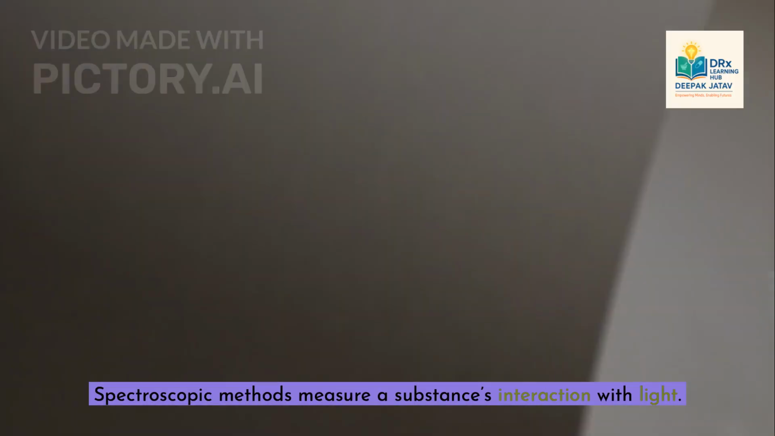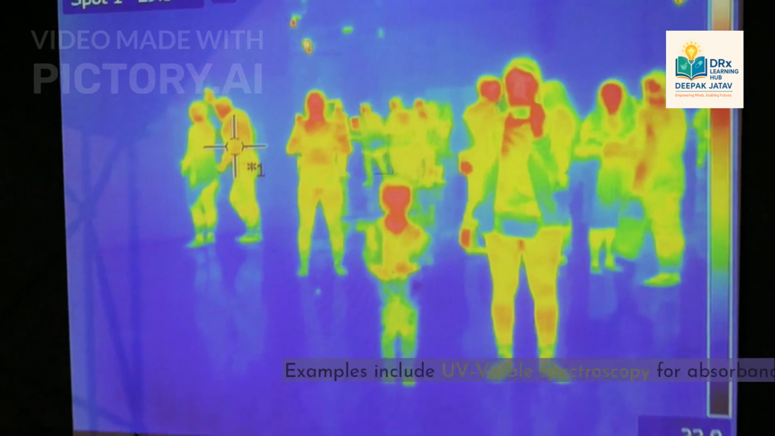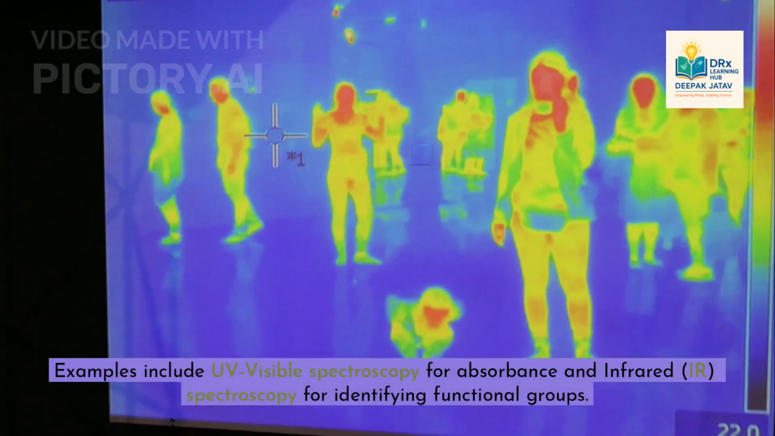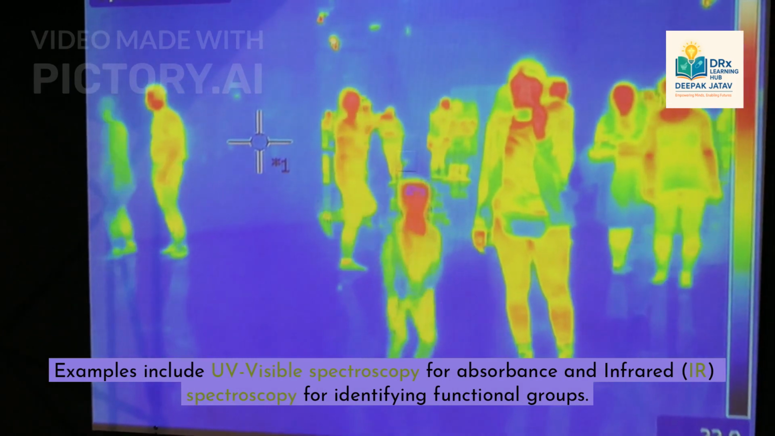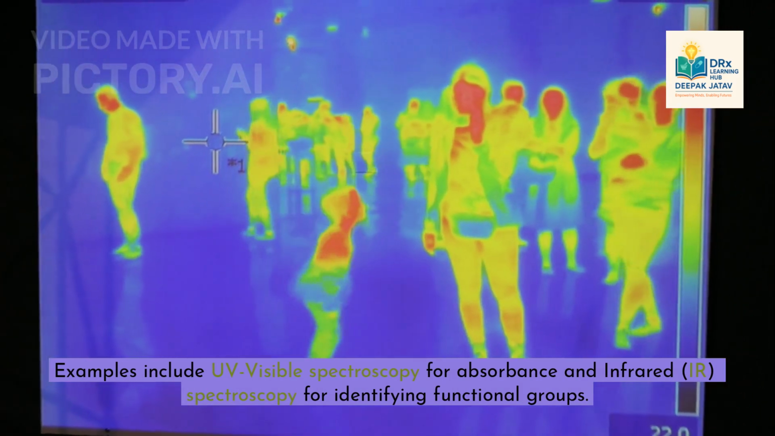Spectroscopic methods measure a substance's interaction with light. Examples include UV visible spectroscopy for absorbance and infrared (IR) spectroscopy for identifying functional groups.